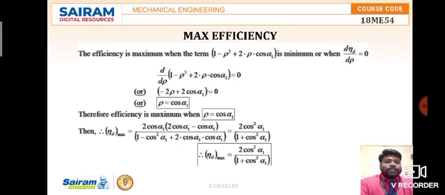If you substitute the same thing in the main equation, the maximum diagram efficiency is finally 2 cos square alpha 1 divided by 1 plus cos square alpha 1. That is the maximum diagram efficiency. So this is how to derive the maximum efficiency of a steam turbine. The reaction turbine's maximum efficiency is derived in this way.